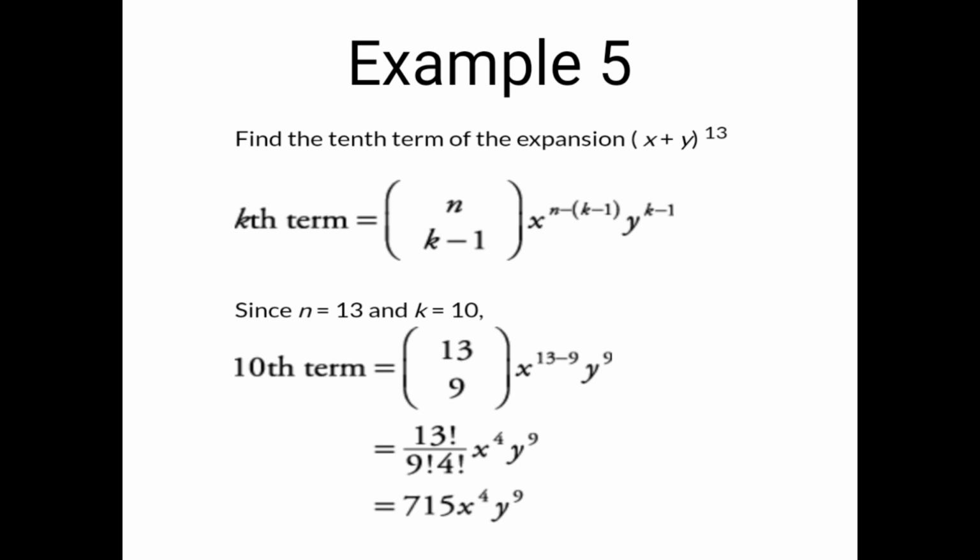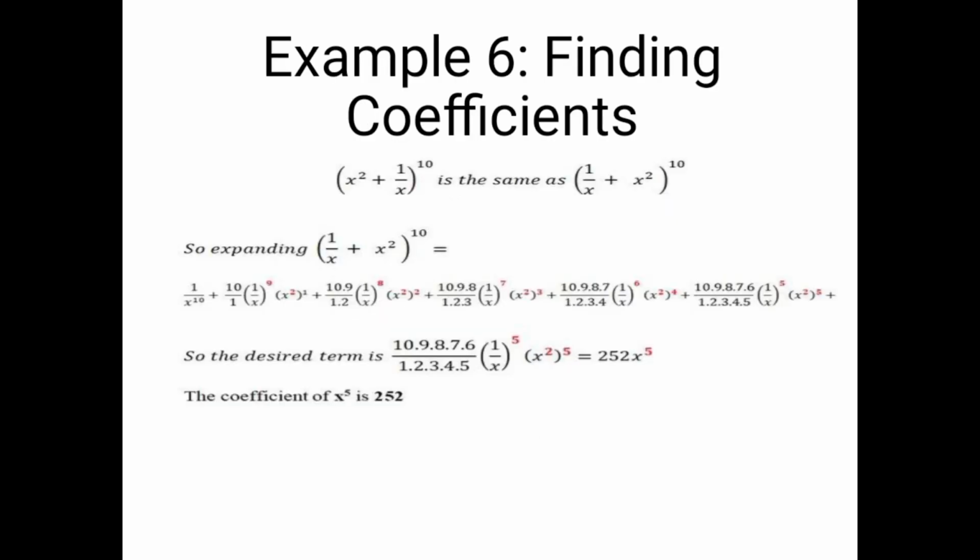Now 13 combination 9 is 13 factorial over 9 factorial times 4 factorial, then times x raised to the power 4 times y raised to the power 9. Now 13 factorial over 9 factorial times 4 factorial is equal to 715, times x raised to the power 4 y raised to the power 9.